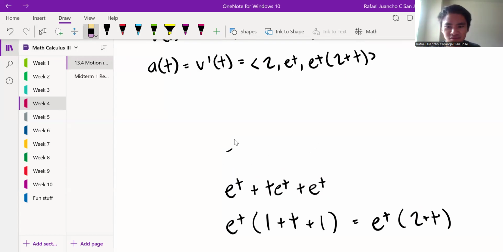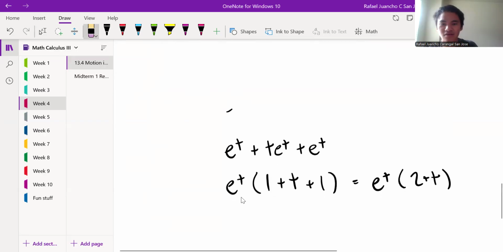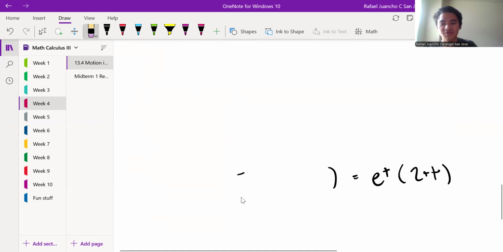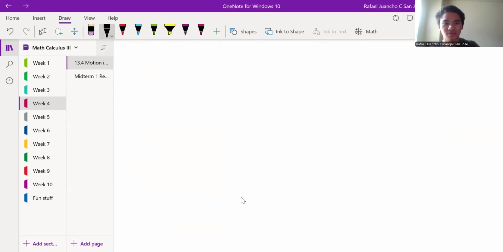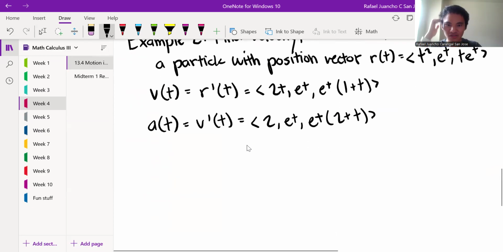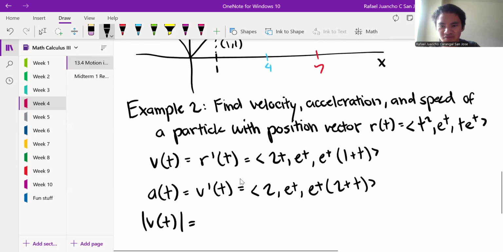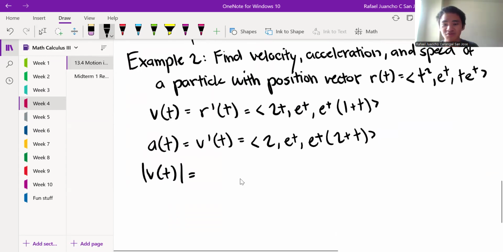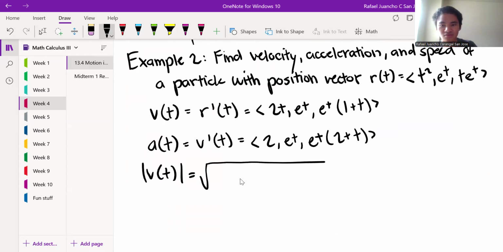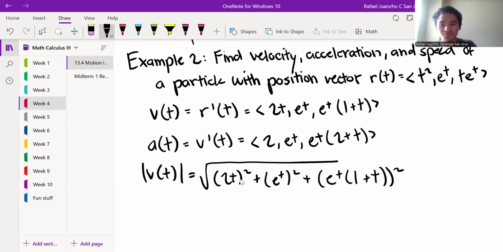Let me see if I got that correct. Okay, got it. And then I get my absolute value here, because now I want to find its speed. So I'm just gonna get the absolute value of my velocity. Wait, is there a specific? Oh, there's none. So I do it in terms of t. So I get 2t squared plus e to the t squared plus e to the t 1 plus t squared.